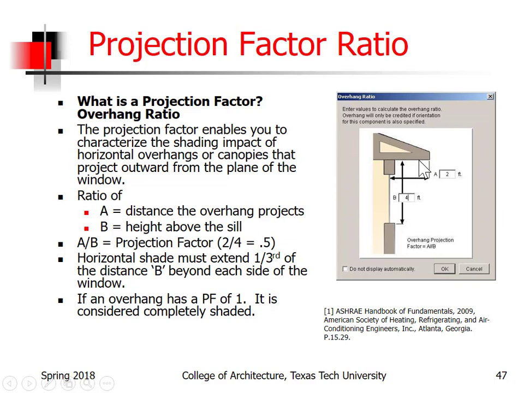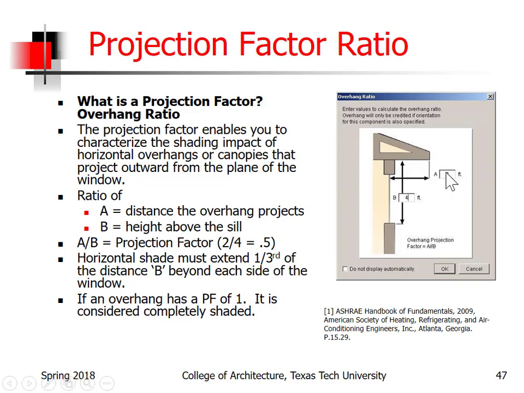And so in the code, they have this little formula for a projection factor. And what it does is it projects the amount of shade that this projection here, or this overhang, would provide for the window. And it's just two measurements. One is from the sill of the window to the bottom side of the overhang, and then from the glass to the outside of the overhang.